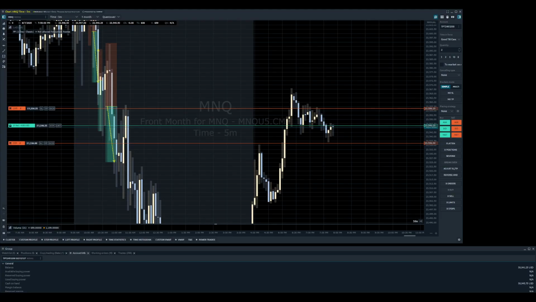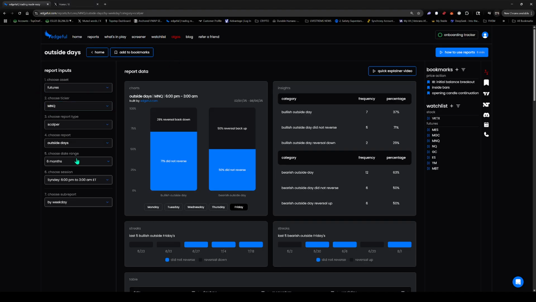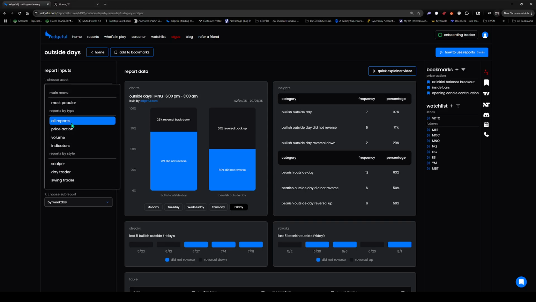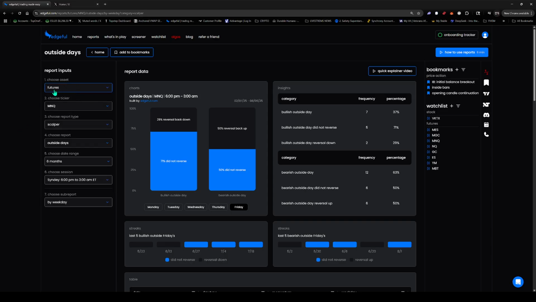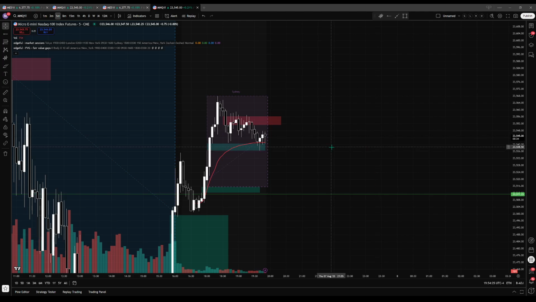And we're doing a little Sydney or overnight session scalping. And we're going to look at Edgeful here. We're going to kind of do this on the fly. So, what we kind of looked at, we're just playing around with some of these reports. We chose a scalper report and we chose outside days. So I'm going to come into TradingView and we're just going to show you, because this is where I do all my charting, and I enter on Quant Tower because I can copy trade.